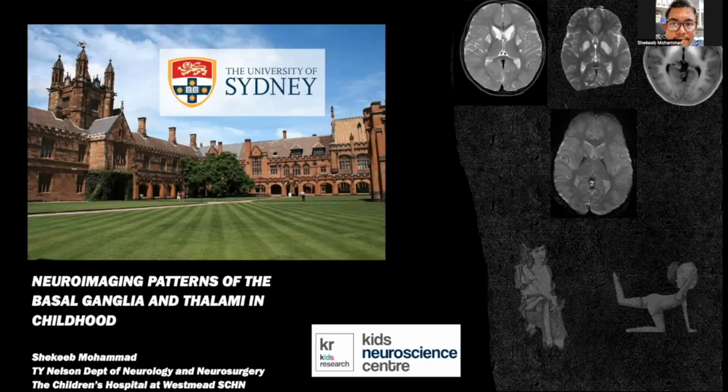I'm a pediatric neurologist and a clinician researcher at the University of Sydney and the Children's Hospital Westmead in Sydney, Australia. In this session, I'll be taking you through an approach to bilateral neuroimaging patterns in the deep gray matter nuclei of the brain, which is the basal ganglia and the thalamus.